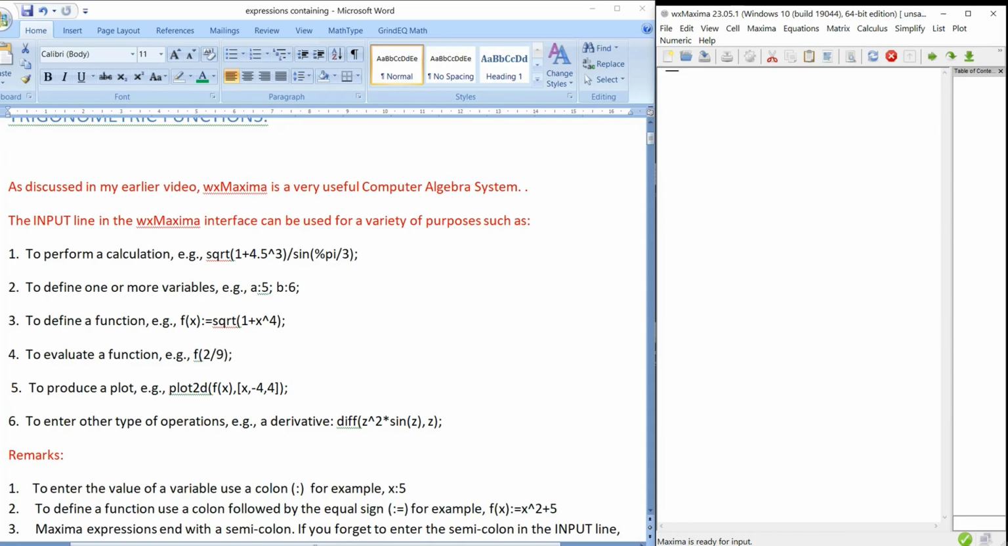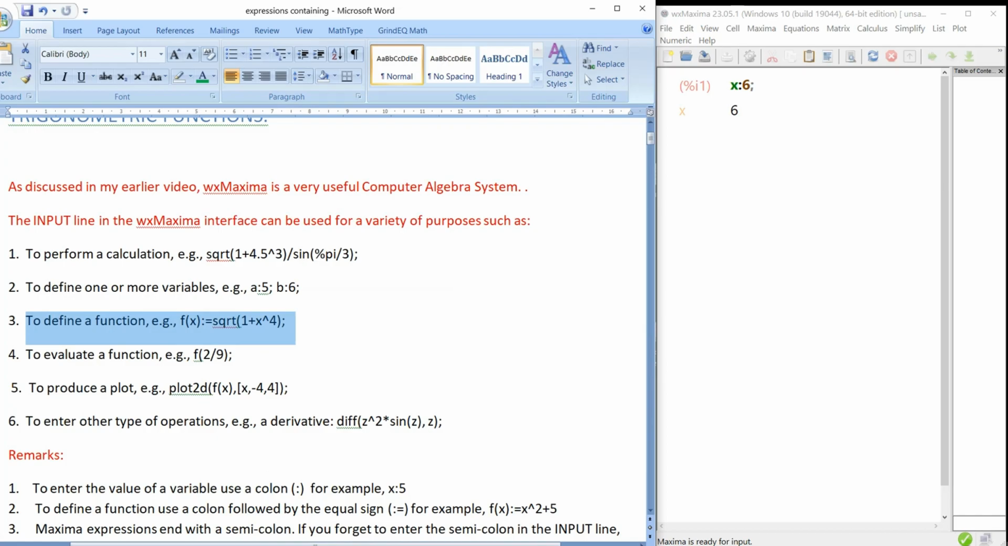On the right hand side, I have opened the interface of WX Maxima, right? You see, I am going to define a variable x. I place a colon and then I put the value of x to be 6, say, and I press the shift and enter keys. You see, 6 has been assigned to the variable x, right? This is how we assign values to different variables.